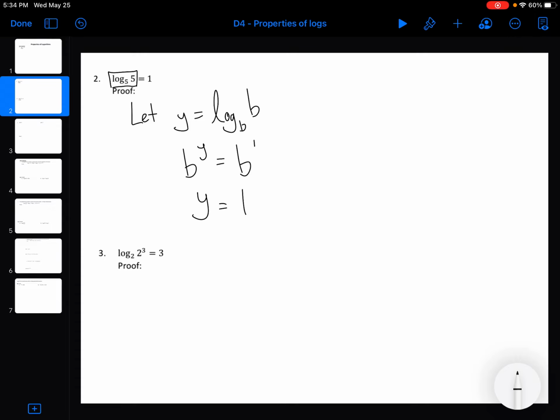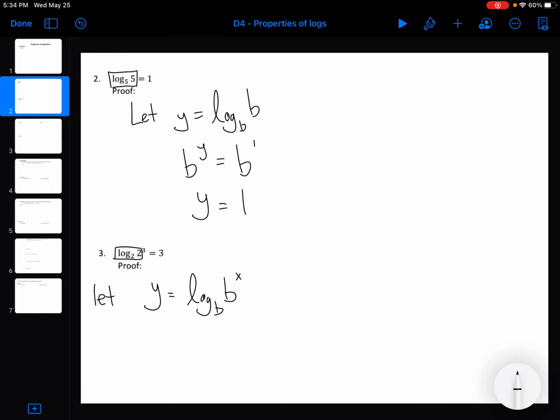Now that's a little different than if we look at this. It's a little bit harder, but not all that much. We're taking the log of something and then we have an exponent on top. Well, if we let y equal log of b to the x, base b.